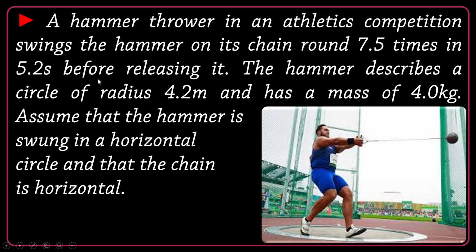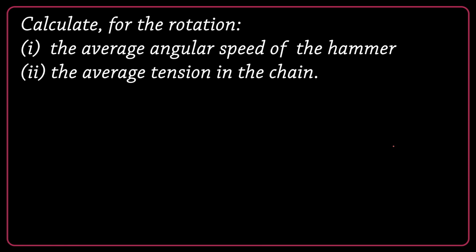A hammer thrower in an athletics competition swings the hammer on its chain round 7.5 times in 5.2 seconds before releasing it. The hammer describes a circle of radius 4.2 meters and has a mass of 4 kilograms. Assume that the hammer is swung in a horizontal circle and that the chain is horizontal. Here I have a horizontal chain and the tension of the rope is applying the centripetal force. Calculate, for the rotation part, the average angular speed of the hammer and the average tension in the chain. Tension is exactly the centripetal force.